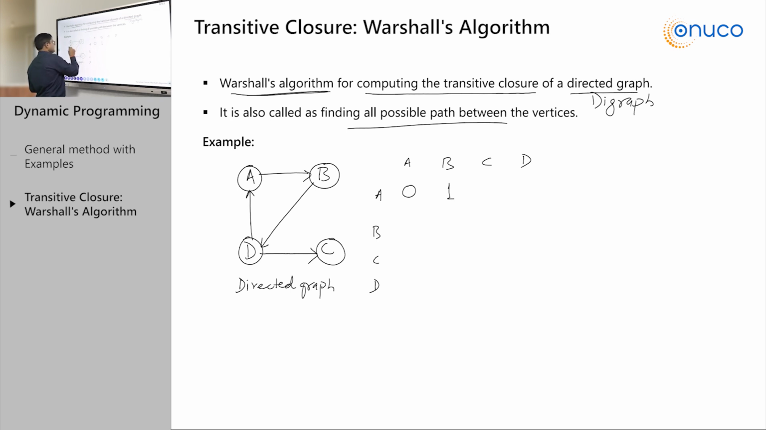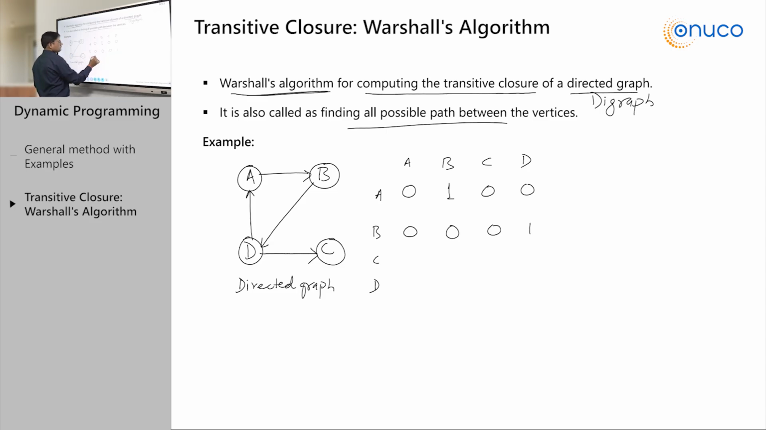right? Then A to C, we don't have a direct path. A to D, we don't have a direct path. So A to C is 0, A to D is 0. Direct path, we are going to mark it. B to other vertices, B to A, we don't have a path. B to B, we have diagonal elements 0. B to C, we don't have a direct path. B to D, there is a path.